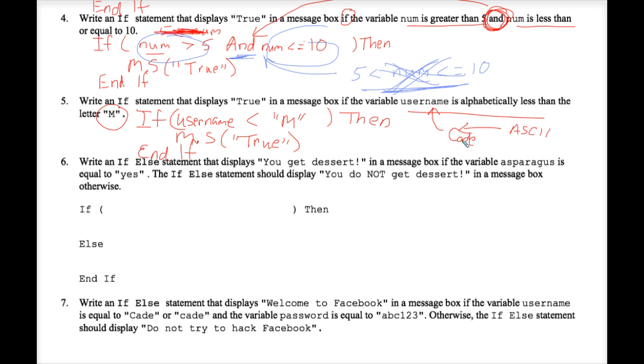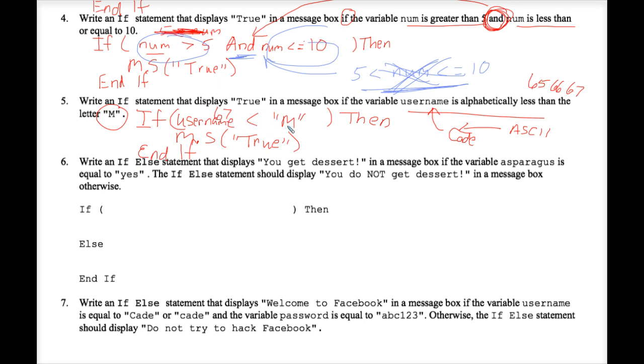Who in this room knows what the ASCII value for a capital A is? 65. Good. Somebody said 65. They were just too quiet. So if A is 65, we know that B is 66, and a capital C is 67. So we're really asking if the letter C from Cade, 67, is less than the ASCII value for M.